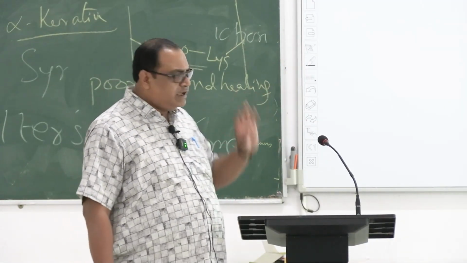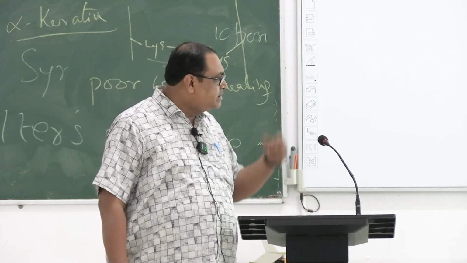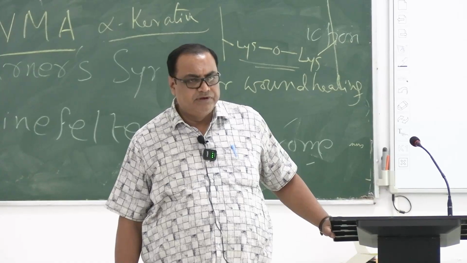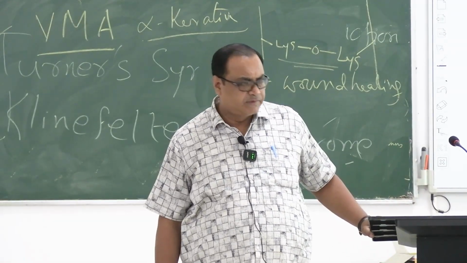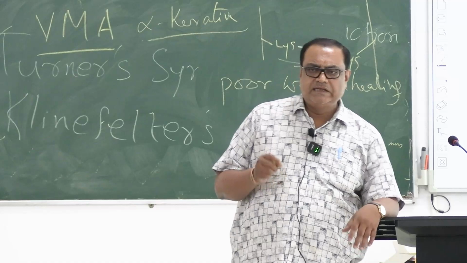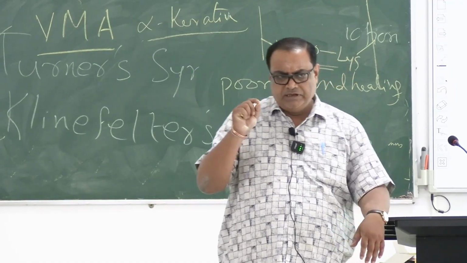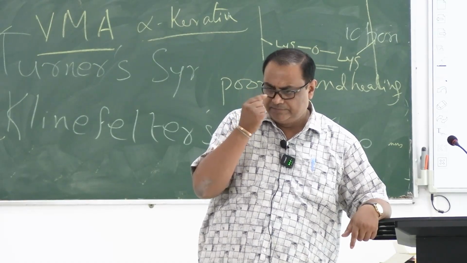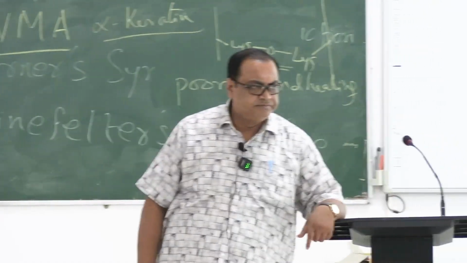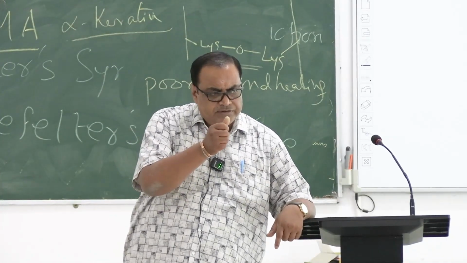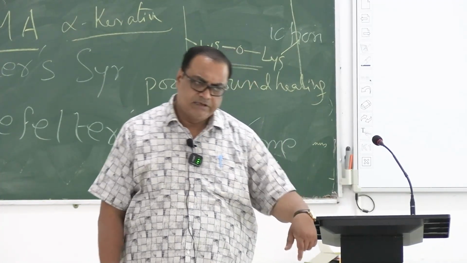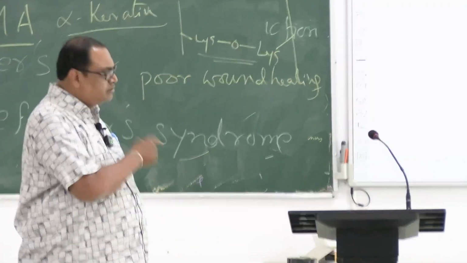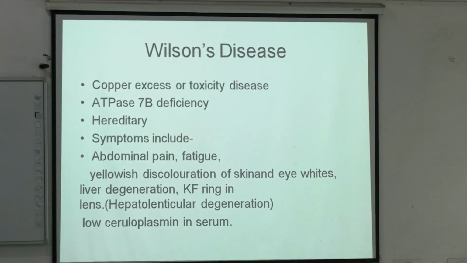But there should be some other things also, like the appearance of the KF ring, the Kayser-Fleischer ring. This ring is a greenish deposition of copper in the lens around the pupil, which you can see using an ophthalmoscope. It also presents with low ceruloplasmin in serum.